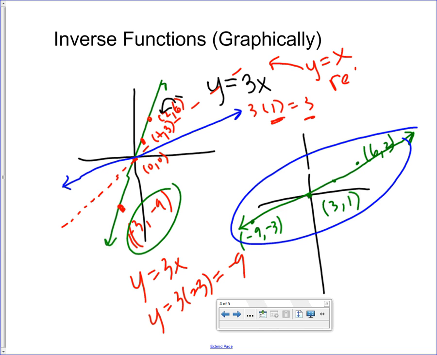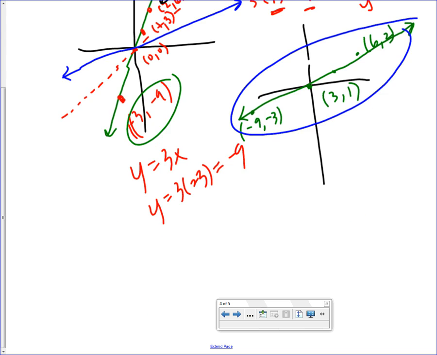And this is true for all the graphs. There will be a reflection over the line y equals x in your graph. So you can use that fact to quickly graph any function.